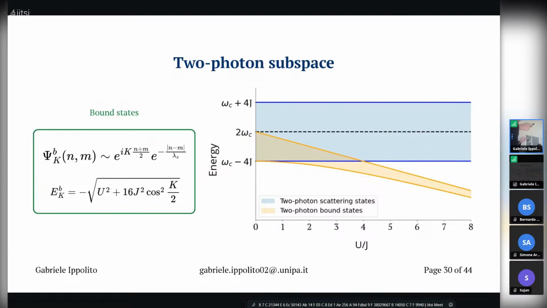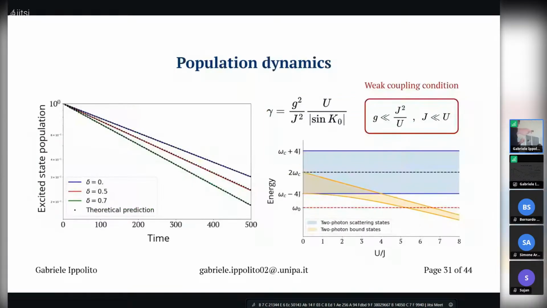And the dynamics that I studied is this one. We have the 2-photon continuum that would be here in any case, whether we take into account photon-photon interactions or not.